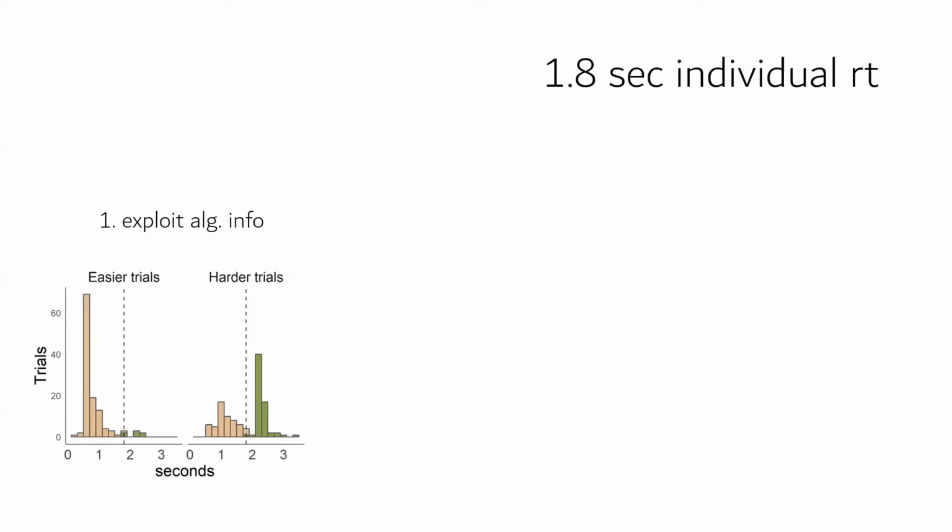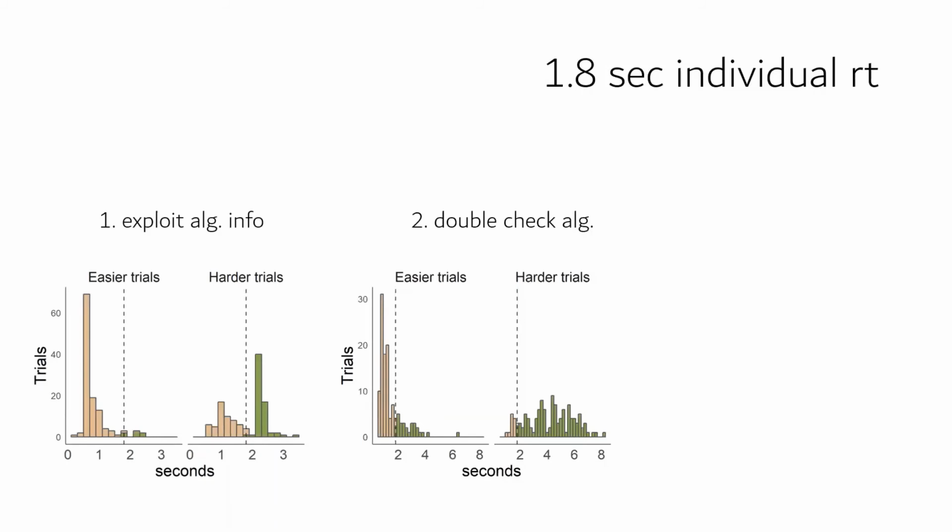So this participant here is exhibiting the sort of maximization behavior that we've been looking for. The bulk of their easier responses are made without the algorithm, and so they're tan colored. And then for the harder trials, the bulk of their responses are with the algorithm and relatively quickly. And so to speak, they're exploiting that knowledge the algorithm will outperform them.